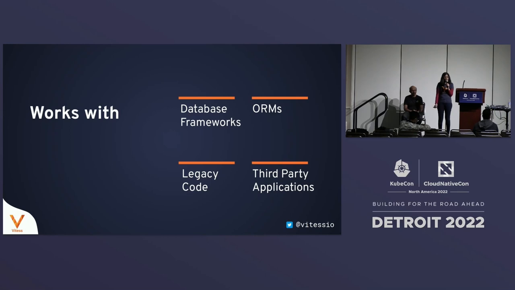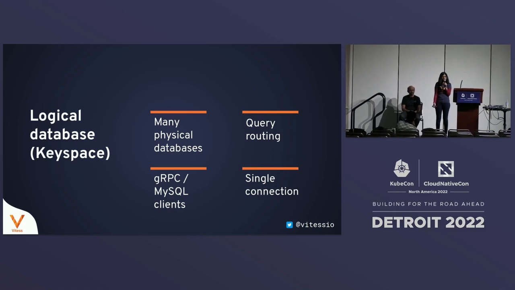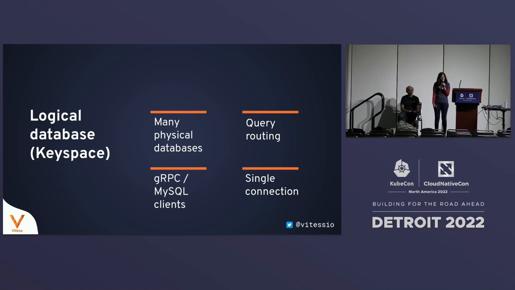Vitess works with database frameworks, ORMs, any MySQL clients that you already have, legacy code that's using MySQL. Pretty much anything that works with MySQL will work with Vitess. What Vitess does is that it gives a logical database view to clients. Behind the scenes, there may be many, many physical databases. There are people who are running thousands of MySQL instances behind Vitess, and Vitess can provide this logical view across all of those. It takes care of doing the query routing to the appropriate backend databases. Vitess supports both gRPC and MySQL clients, and it gives a single connection view to clients.